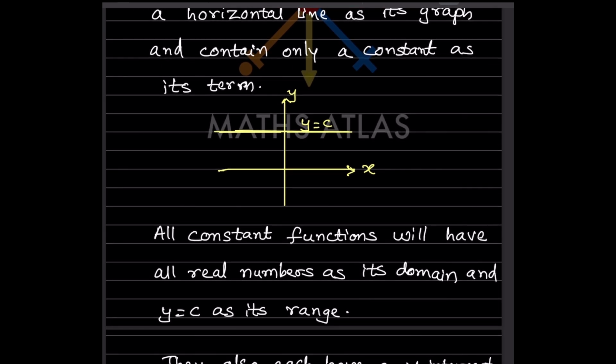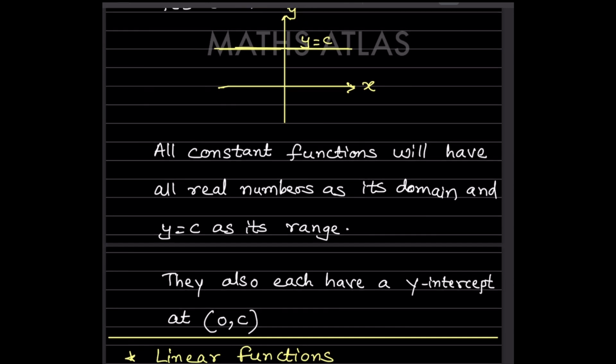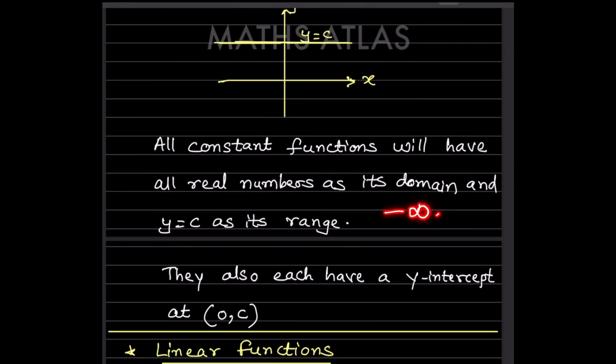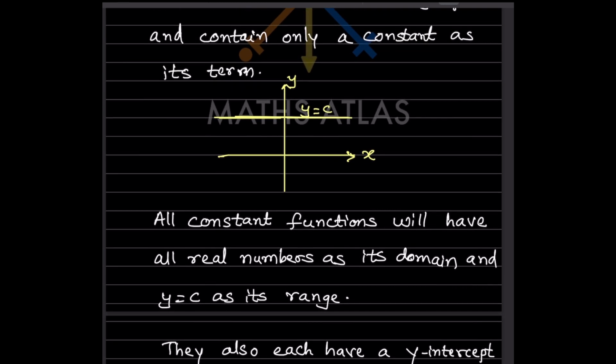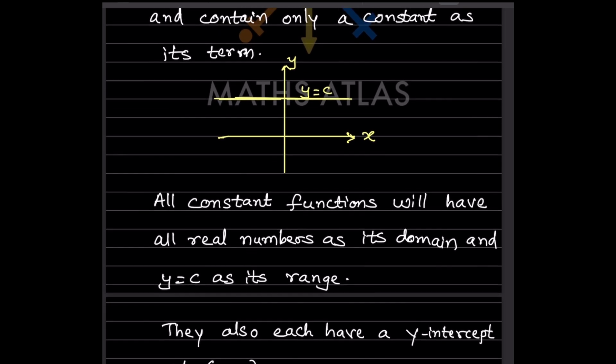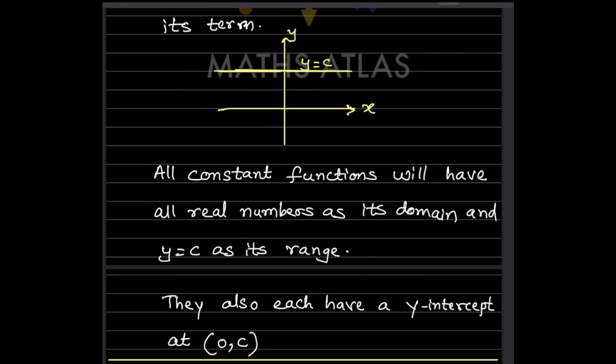Then all constant functions will have all real numbers as their domain and y is equal to c as their range. So all the real numbers are the domain. They also each have a y-intercept at (0, c), which is where it is here, the y-intercept.